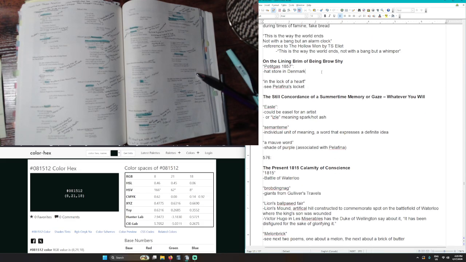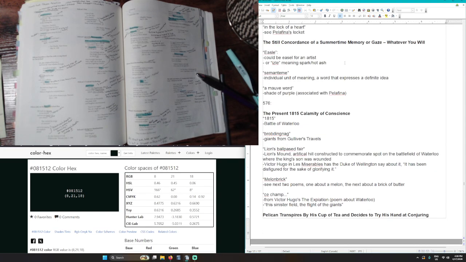Okay, we get a reference in this poem called On the Lining Brim of Being Brow Shy. Petite Gas 1857 is an actual hat store in Denmark. It's still open and operating. And then we have a reference to In the Lock of a Heart, possibly a reference to Polyphena's locket.